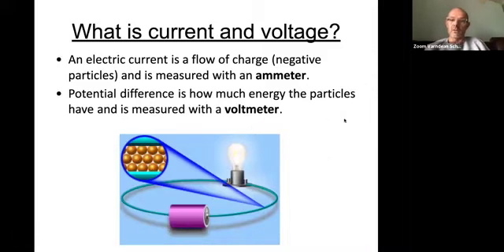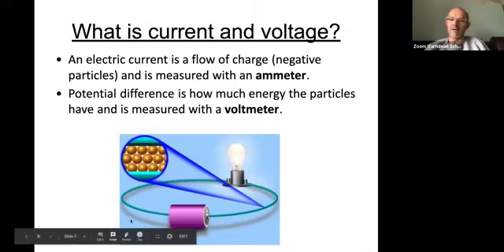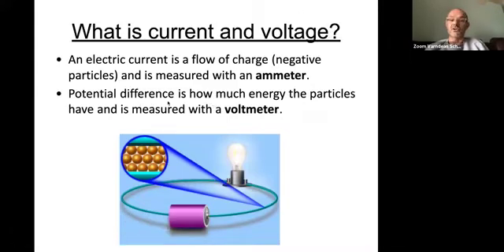Now, the other one that we talk about is people sometimes talk about voltage. I don't really like that because firstly, it's not correct. It's actually potential difference. This is a measure of how much energy those particles have. And we measure it in volts with a voltmeter. That's why people sometimes call it the voltage, but it's the potential difference. It's how much energy they've got. So if we push them harder, we give them more energy, then the voltage is higher. They've got more energy as they go round.